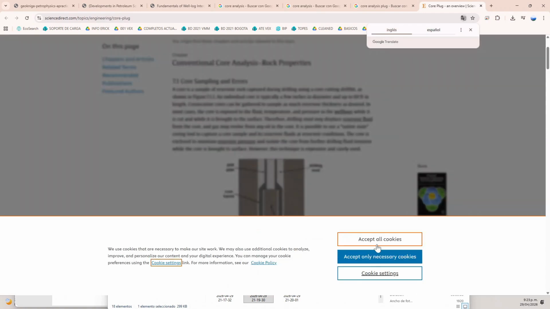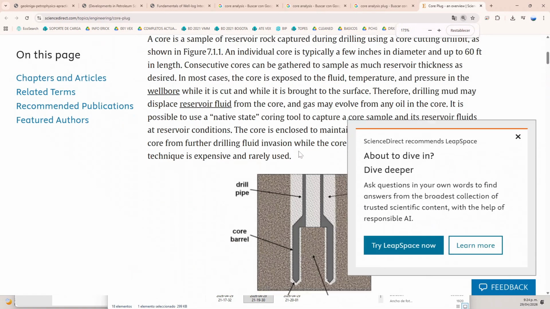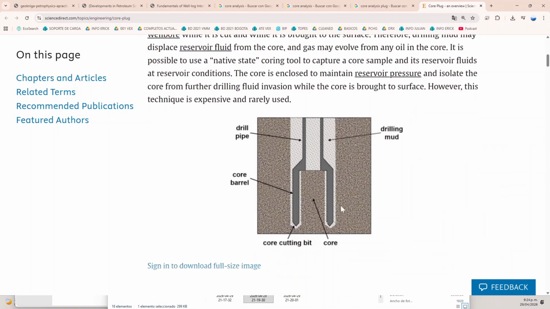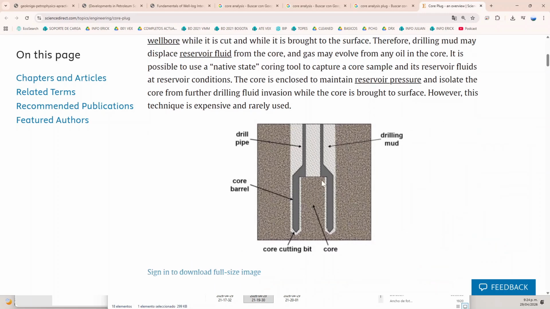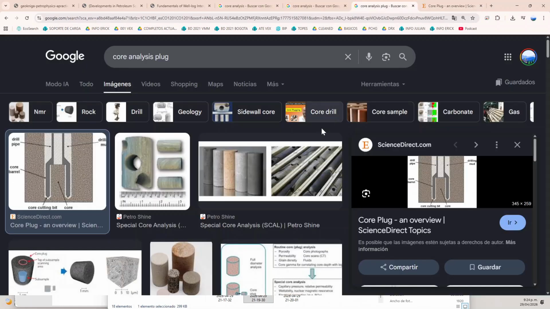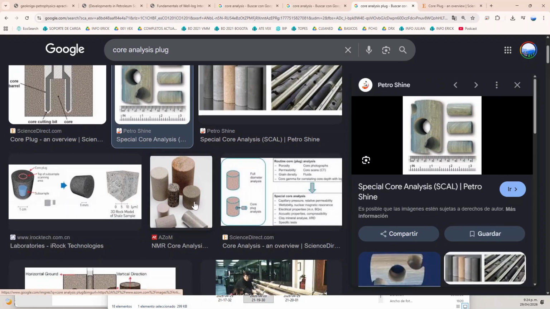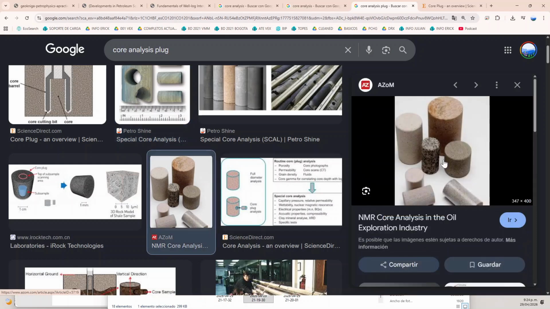Good. So actually this is how they take a core, but the plug is not this. The plug is taken from the core like this. So here we have a core sample, and from this core sample we are extracting a small cylindrical sample, which we call core plugs.